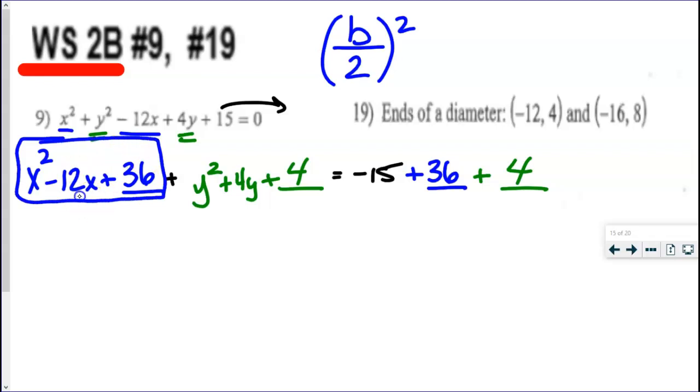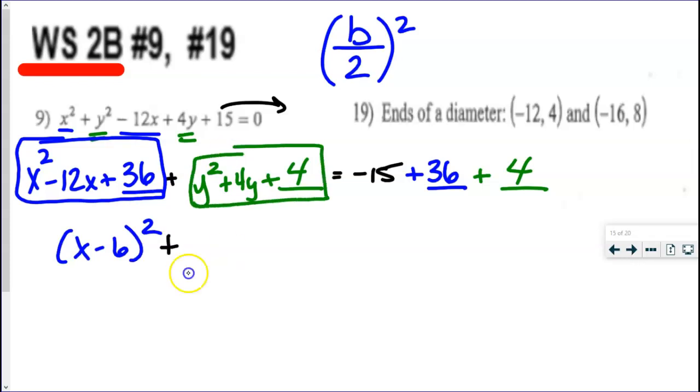Thank you, pattern. All right, this becomes x minus 6 quantity squared. This guy is y plus 2 quantity squared. And then I can totally add, right? So that's 40 minus 15 is 25. You like my confidence there?